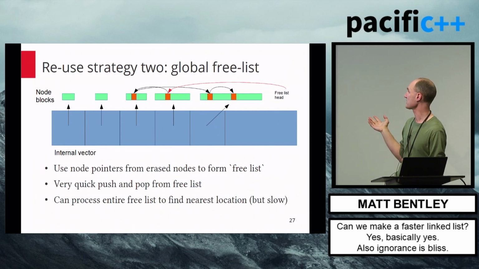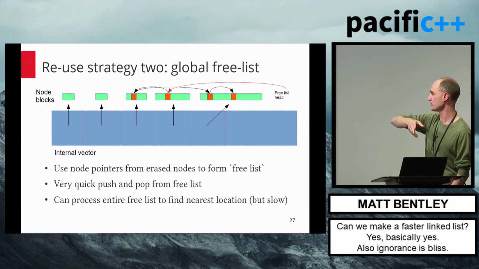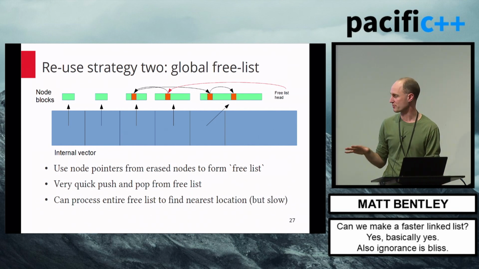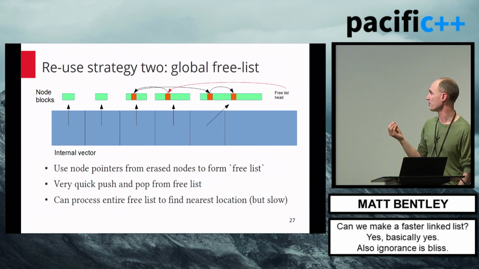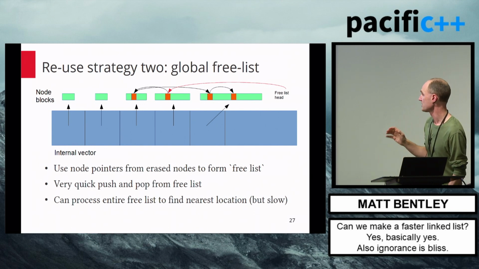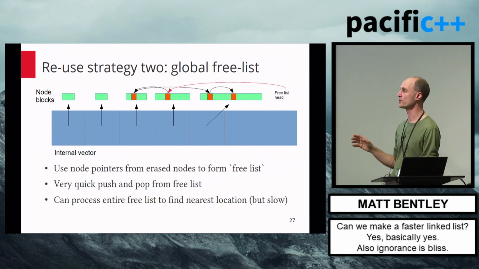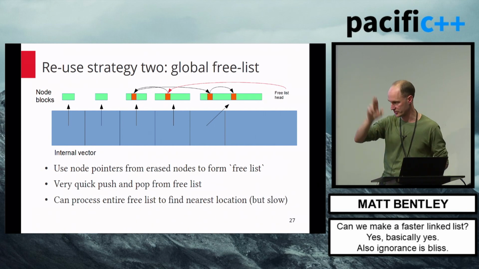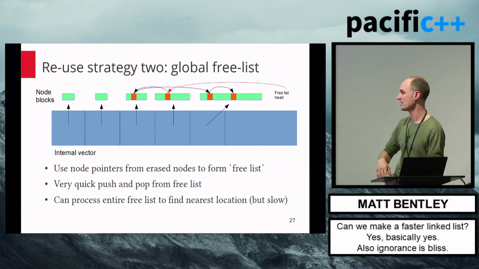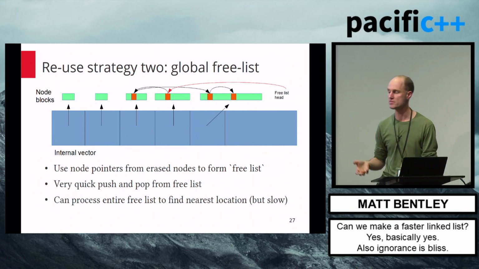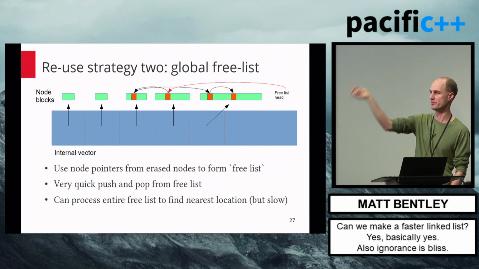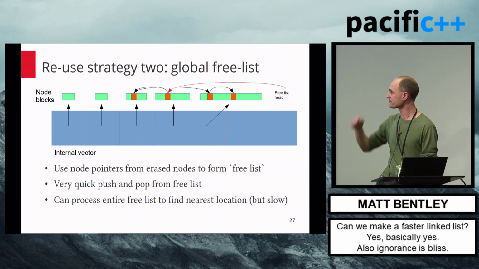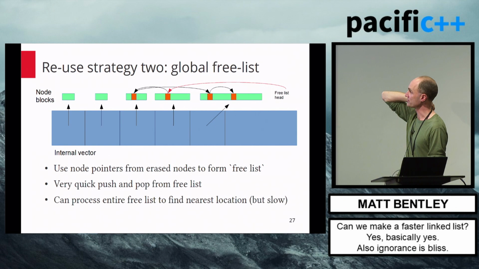So in this case, basically having a single free list head that points to the last erased node, which points to the next one, etc., etc. The advantage of this process is that it's very quick to push and pop these erased nodes from the free list. The disadvantage is that it's quite slow to find the nearest erased node to the insertion point. You basically have to iteratively process the entire free list, and assuming a random erasure sequence, that means that you're jumping all over the place in memory, and it's not very good for your cache. So that turned out to be not as fast.